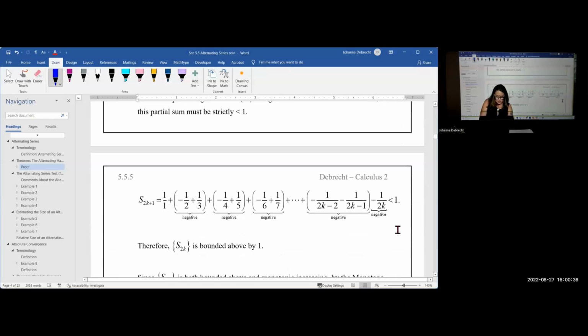That means that what we have is the number 1 at the front plus a negative, plus a negative, plus a negative, plus a lot of negatives. So if we start with 1 and we add a bunch of negatives to it, we've got to be getting something less than 1. So this means that s sub 2k plus 1, taking the far left and the far right, is bounded above by 1, the horizontal line y equals 1. So we'll take a look at the plots in a few minutes, and you'll be able to see that, in fact, the even ones are bounded above by 1.